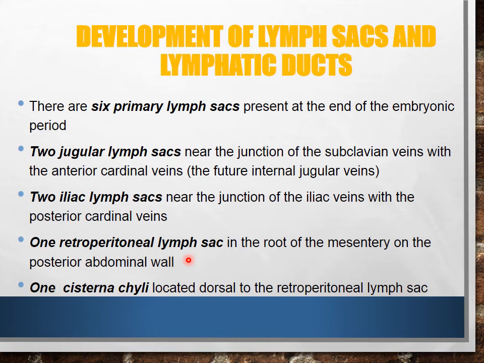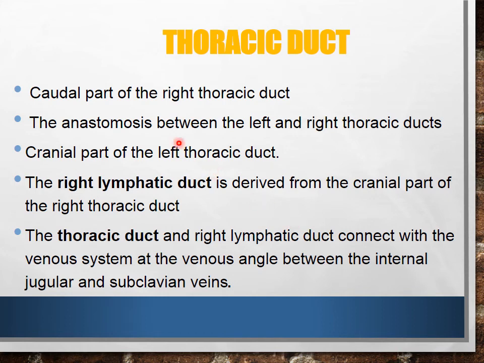The 5th one is the retroperitoneal lymph sac present in the root of the mesentery along the posterior abdominal wall, and the cisterna chyli is located dorsal to the retroperitoneal sac present in the mesentery. So 2 jugular lymph sacs, 2 iliac, 1 retroperitoneal and 1 cisterna chyli. You must remember initially these are. So there are 2 lymphatic channels which are passing on both sides, on the right and left side, but how is the thoracic duct going to form by these right and left thoracic channels.